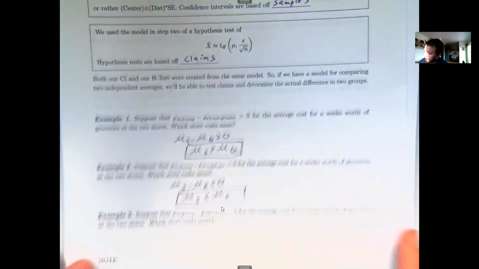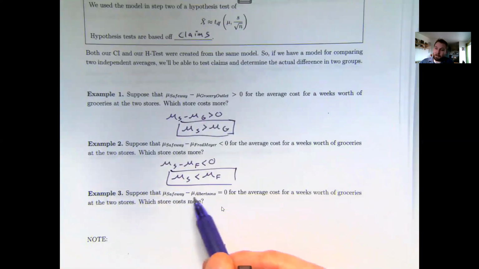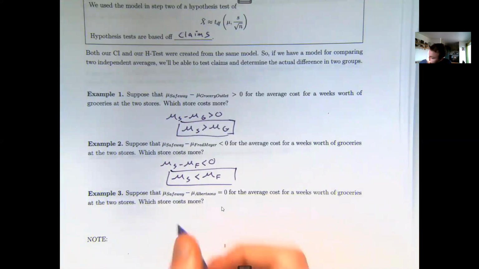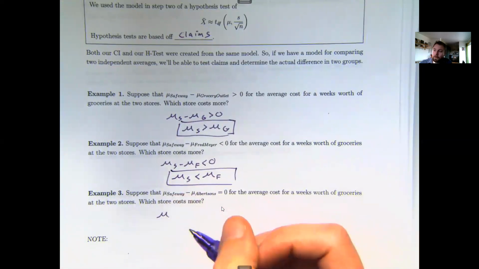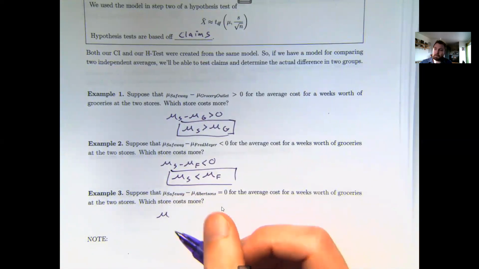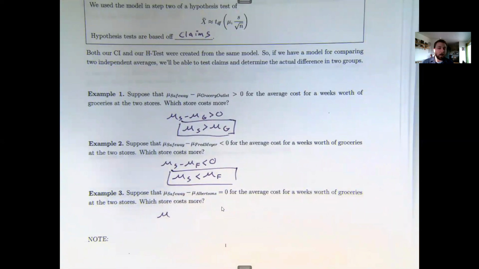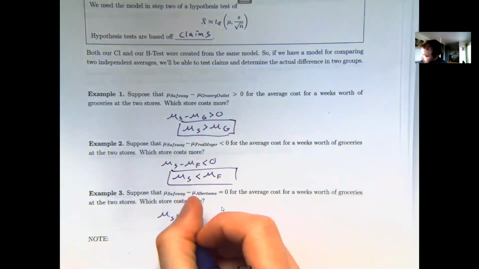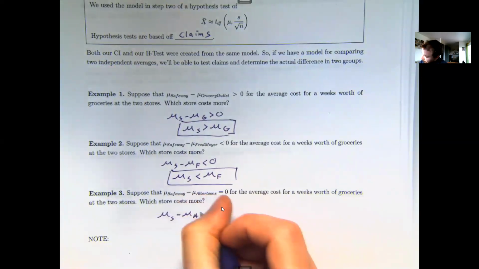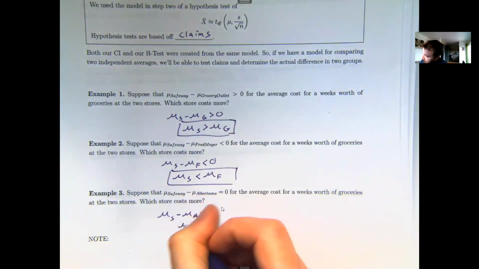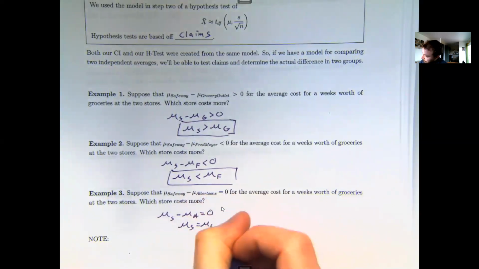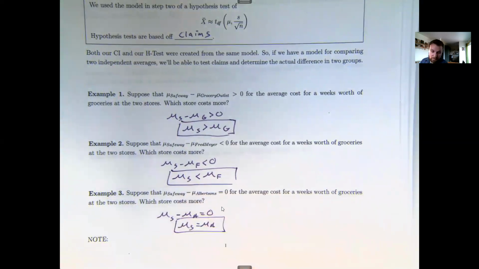Now, finally, let's suppose that I end up with something like Safeway minus Albertsons equaling 0. When I was looking at those confidence intervals for two proportions, a reminder, if I had a negative and a positive in my interval, that told me the results were inconclusive. It told me that the two things could be equal to each other. And I can see that here just by taking this average for Albertsons and adding that to the other side. So if 0 is inside of my interval, then that tells me the two groups could be the same.